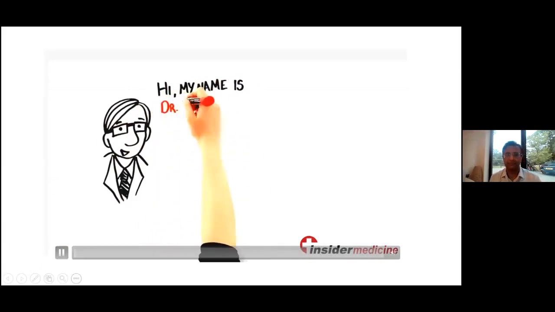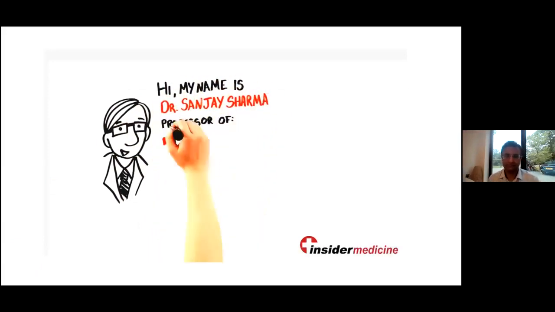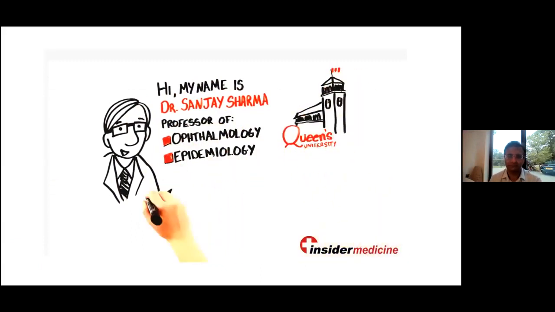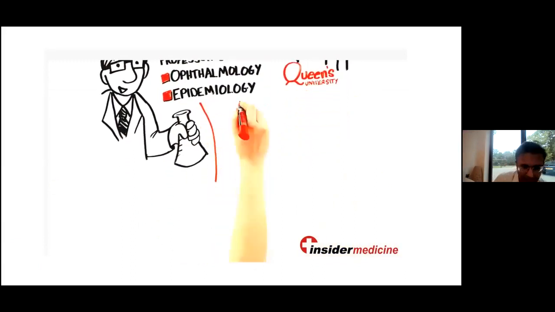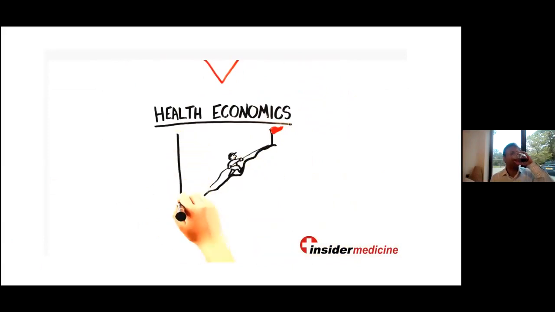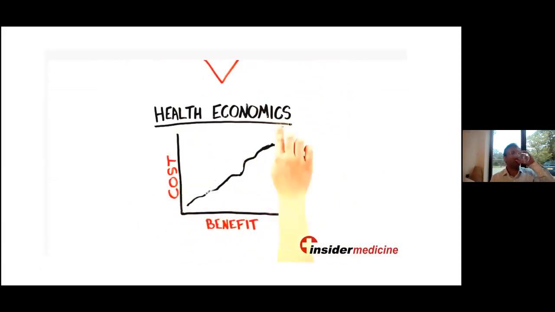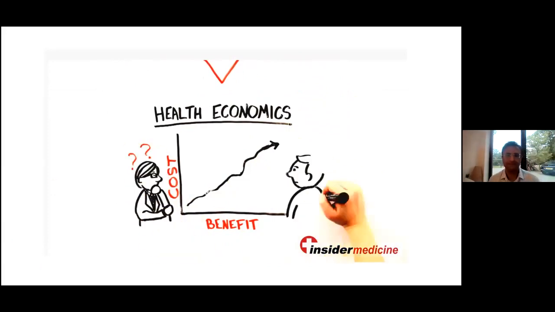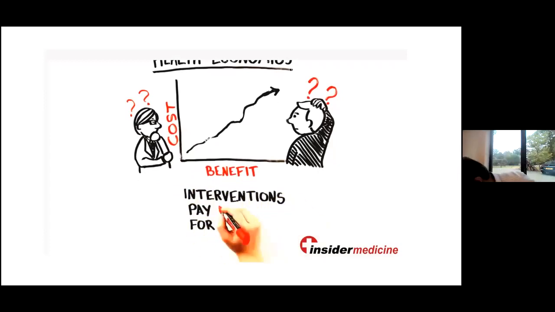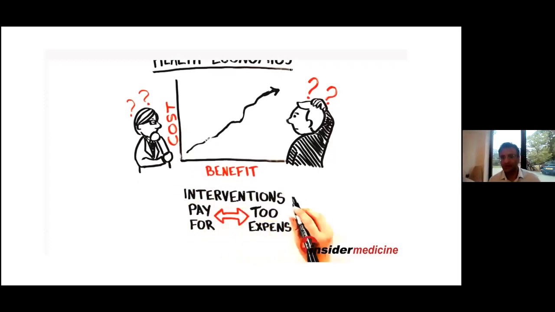Hi, my name is Dr. Sanjay Sharma. I'm a professor of ophthalmology and epidemiology at Queen's University. As a researcher, I am very interested in a particular area of epidemiology called health economics. Part of the goal of health economics is to work out the cost-benefit numbers for new interventions in a way that can help doctors and policymakers make the often difficult decision on which interventions to pay for and which may be too expensive for the public healthcare system to fund.